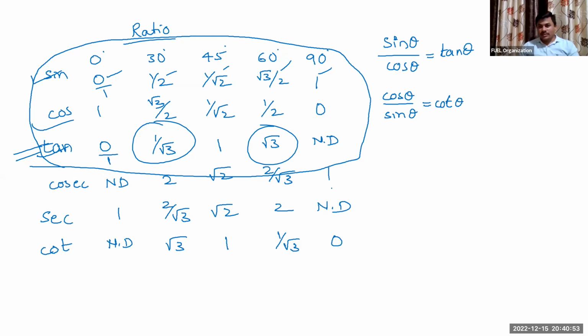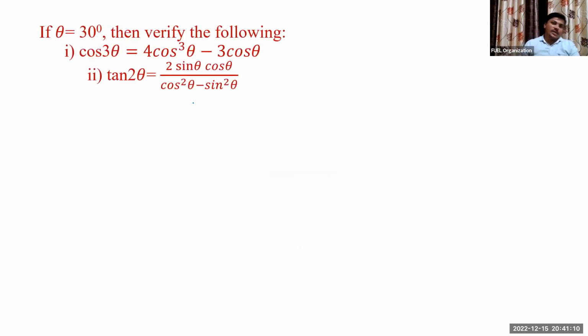So we will go to the next question, which is related to these values. I will keep it as it is. The next question depends on the ratios chart. And one more thing we discussed, okay, later I will tell you. First, we will solve a few questions. So here, what is given in the question? Theta is 30 degrees, then verify the following: cos 3 theta is equal to 4 cos cube theta minus 3 cos theta. This is the first question. Theta value we know is 30 degrees. You need to find out and verify whether the LHS is equal to the RHS or not.